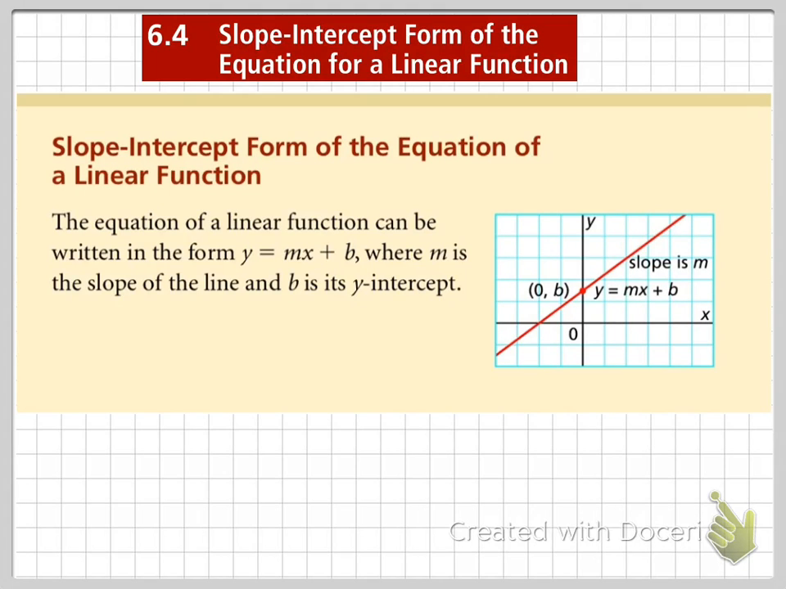Today in Math 10C, we're going to look at topic 6.4, the slope-intercept form of our equation for a linear function. Now the slope-intercept form, think about it, slope-intercept is y equals mx plus b. M is our slope, b is our y-intercept. When an equation is written in this form, we can tell right away what the slope is and what the y-intercept is going to be.